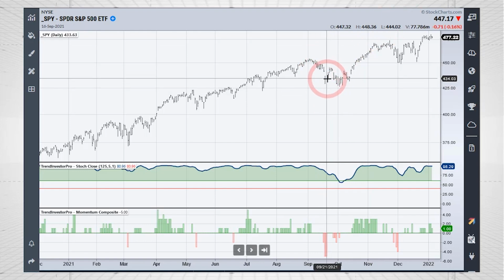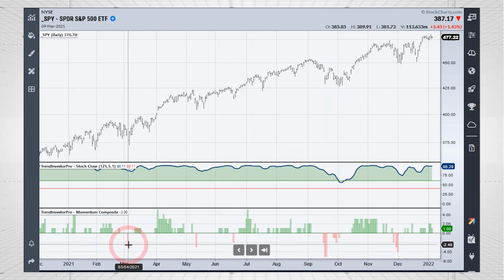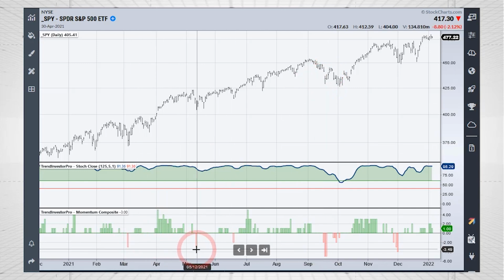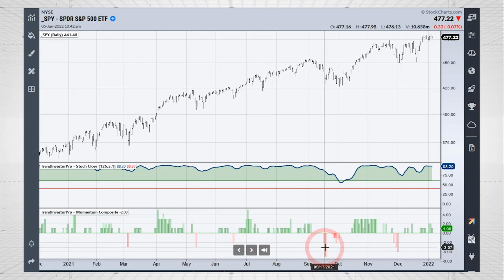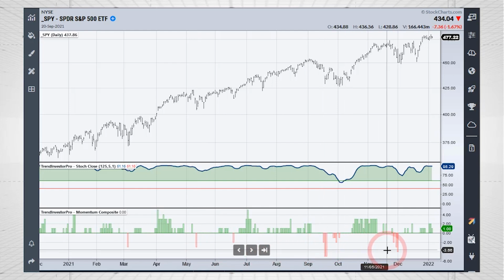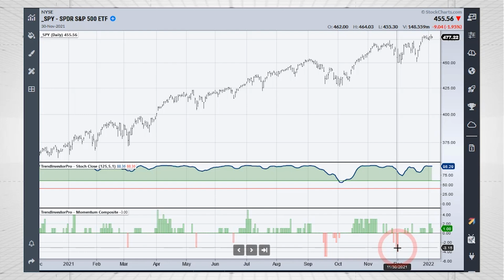So we get oversold. And if you look back, you can see we only had 4 oversold readings the entire year. We had one here in March. We had one here in May. Then we had one in September. And then one at the end of the year in November. So not a lot of opportunities because this is a very strong uptrend. And I'm going to show the semiconductors next because they're strong too.